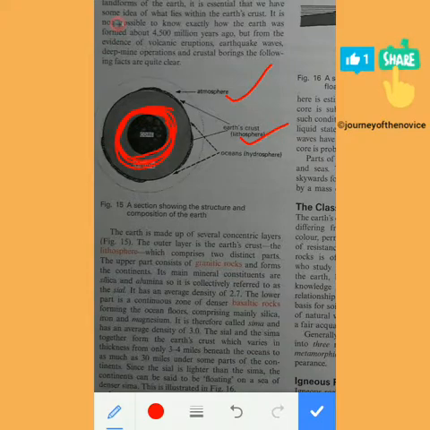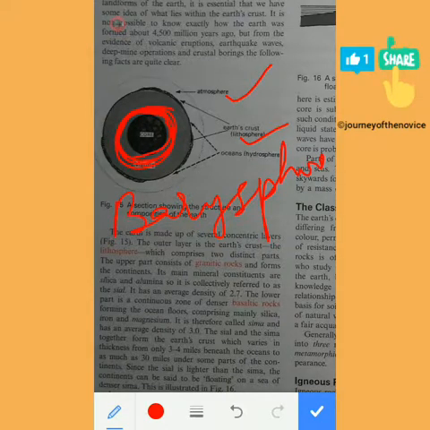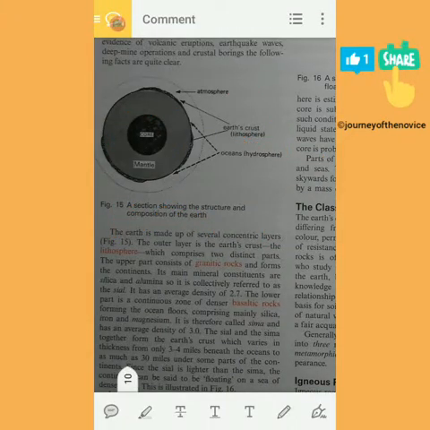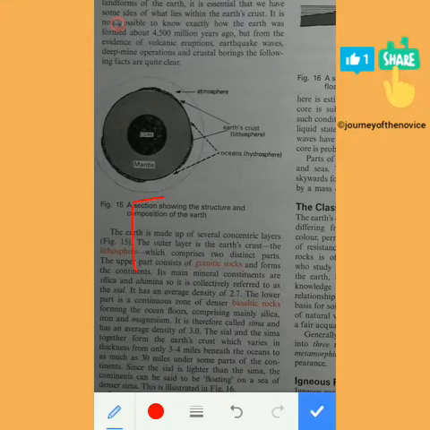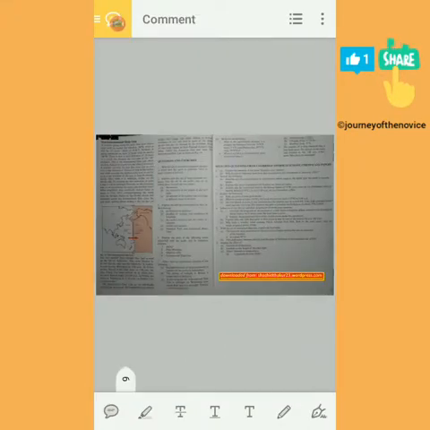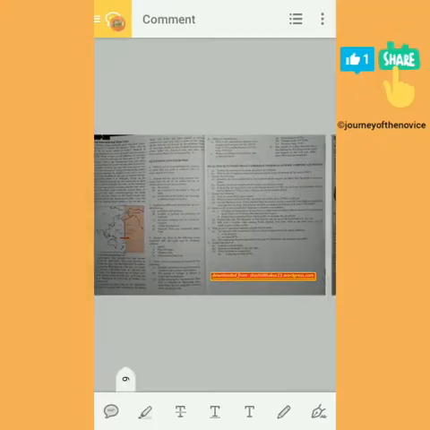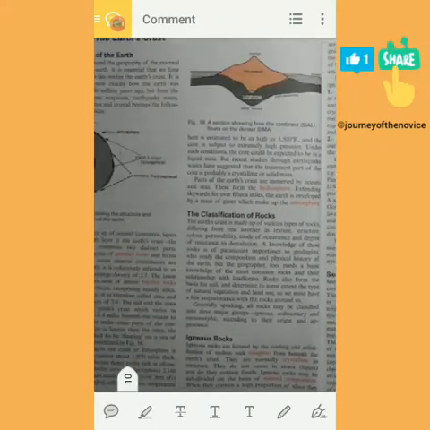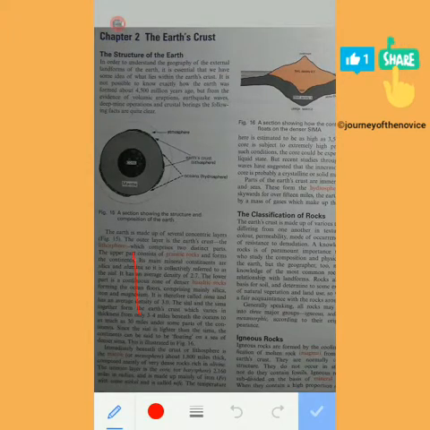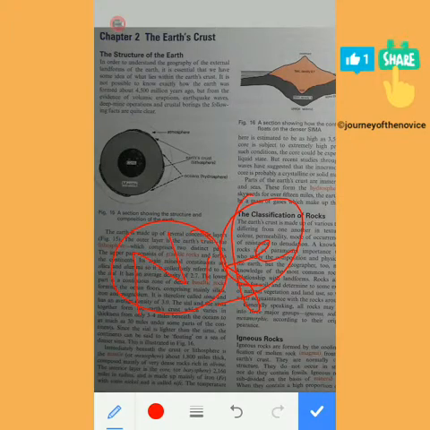The core is also called the barysphere. The feature of the barysphere is its mineral composition: iron, which is referred to as Fe, and nickel, which is Ni. Together they have given a name to this barysphere, and that is called NiFe. Fe is for iron and Ni is for nickel, so together they call it NiFe.